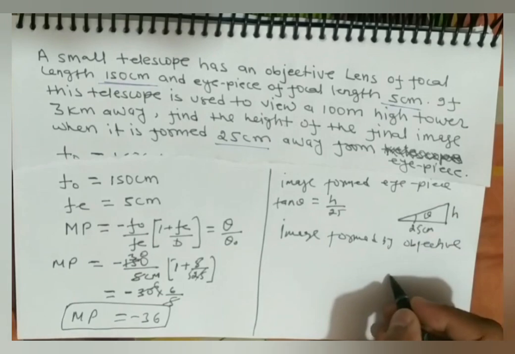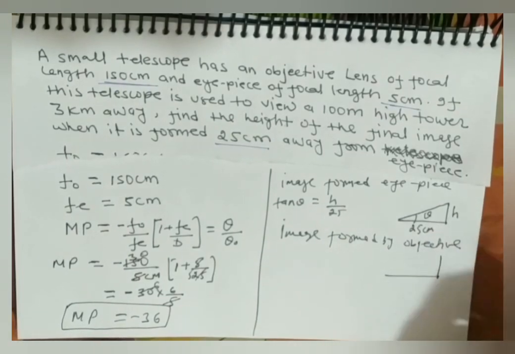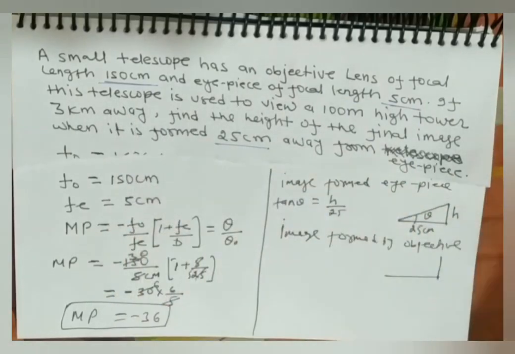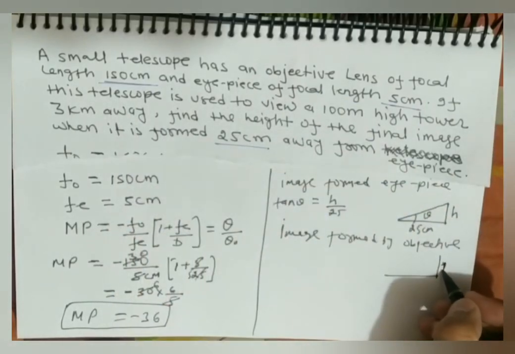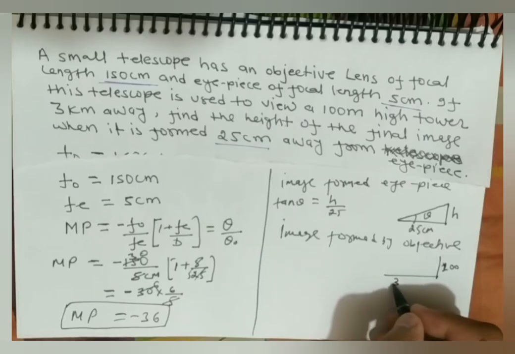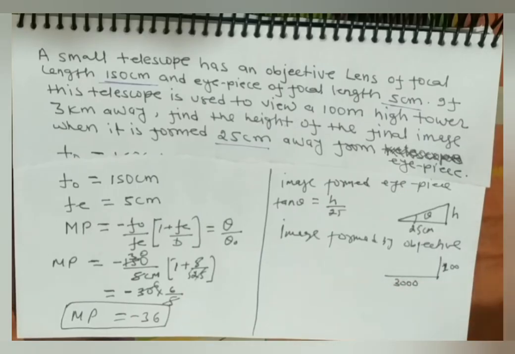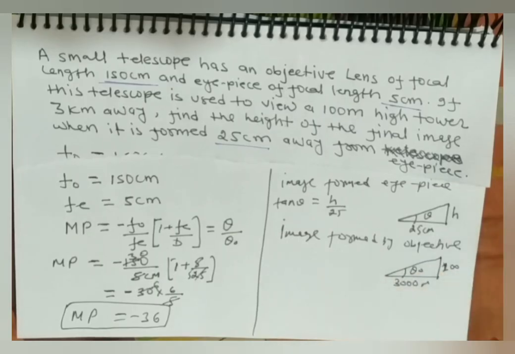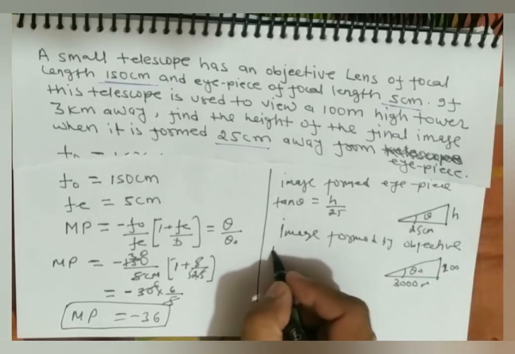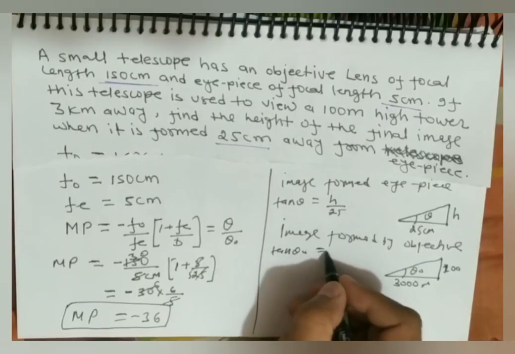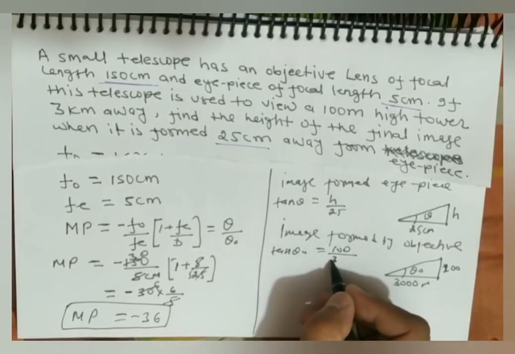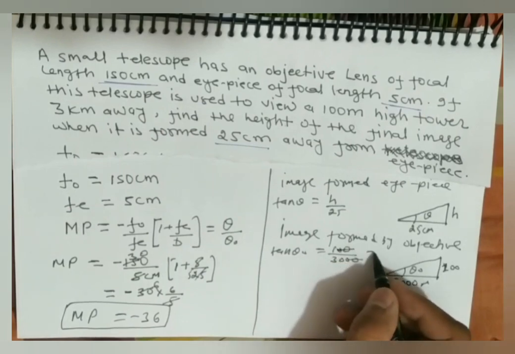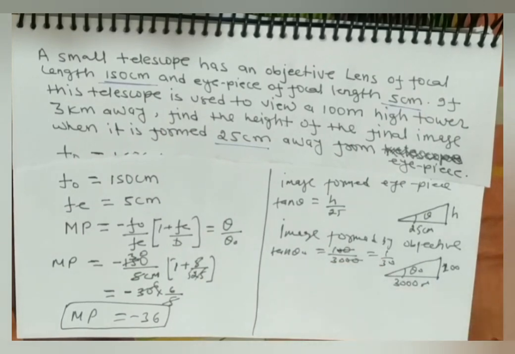Okay, height of object is 100 meter and it is viewed from 3 km. That means it is 100 but it is 3000 meter. Then this angle will be theta naught. So tan theta naught will be 100 upon 3000, so it will be 1 upon 30.